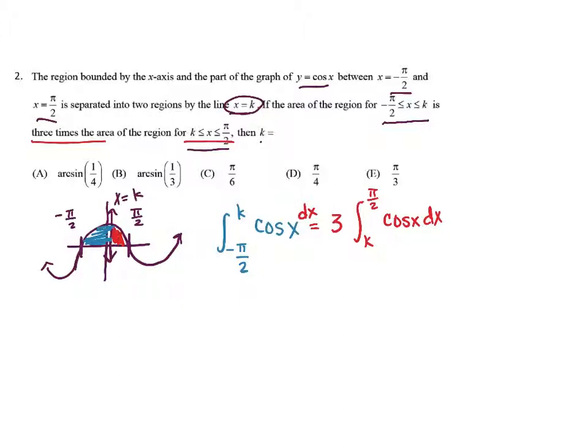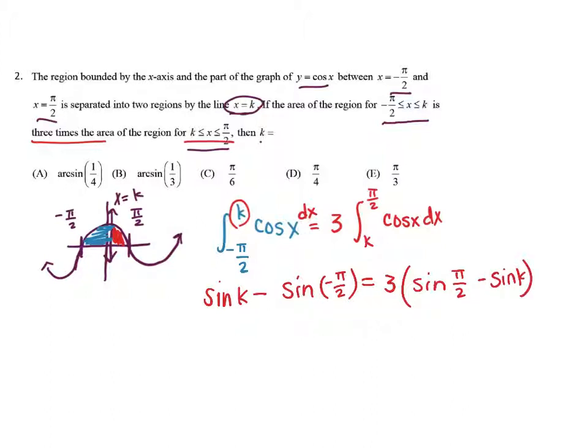All right, so now let's integrate. If I integrate cosine, that's going to give us sine, right? And let's go ahead and plug in our endpoints too. We can do all of that in our heads. So that's going to give me sine at k minus sine at negative pi over 2 equals 3 times, and then the same thing over here is going to be sine of pi over 2, isn't it? Minus sine of k.